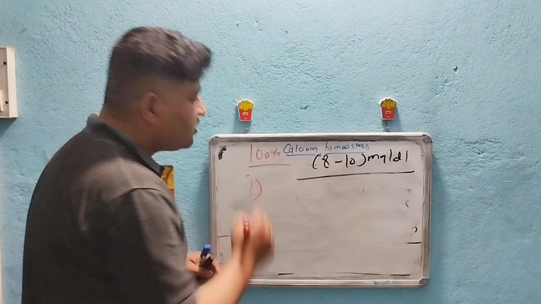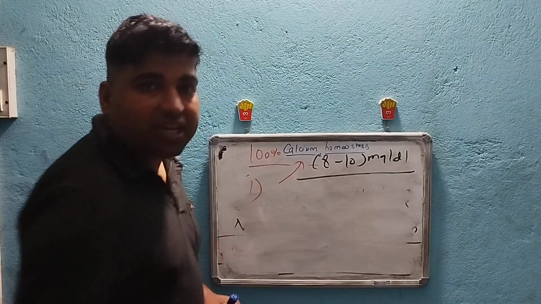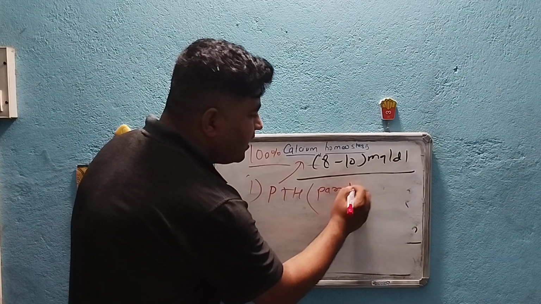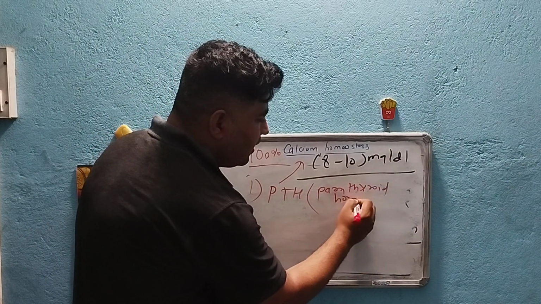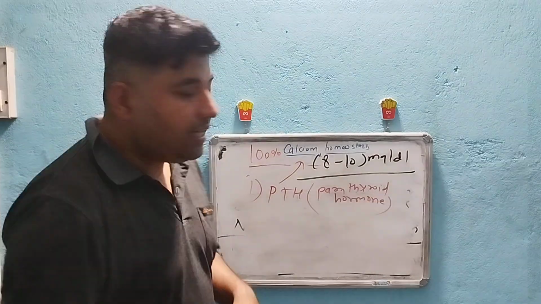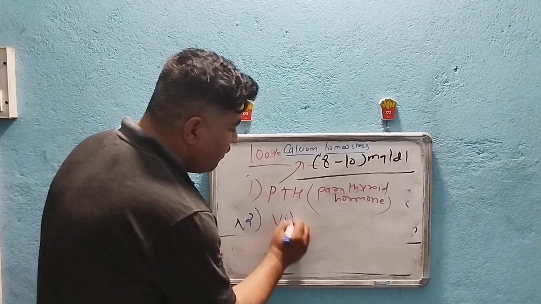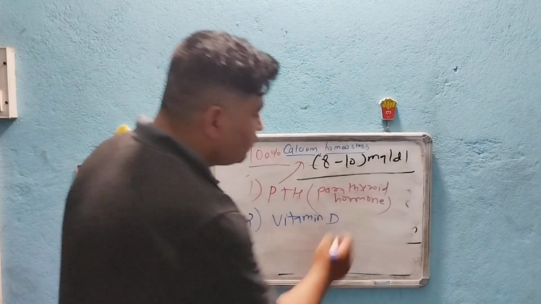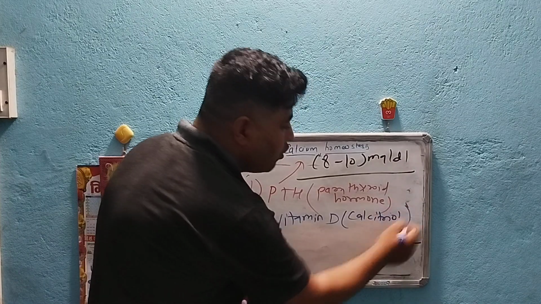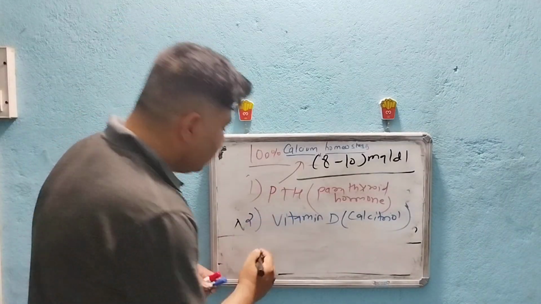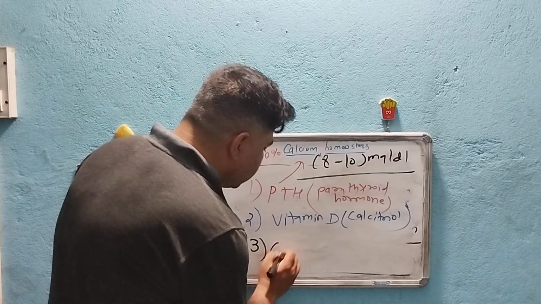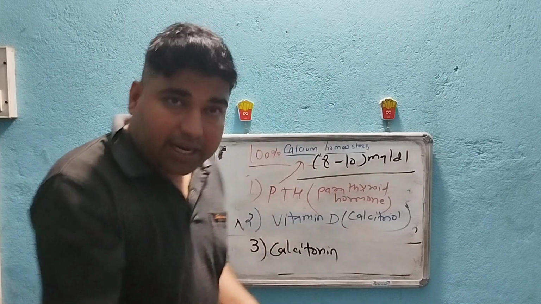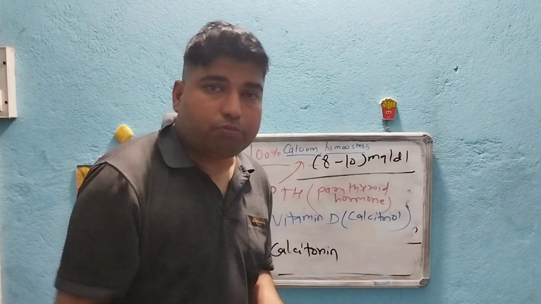One of the hormones involved in calcium homeostasis is PTH, the parathyroid hormone. Next is vitamin D, the activated form of vitamin D, also called calcitriol. And next is calcitonin. So they are the different hormones or factors that take part in calcium homeostasis.